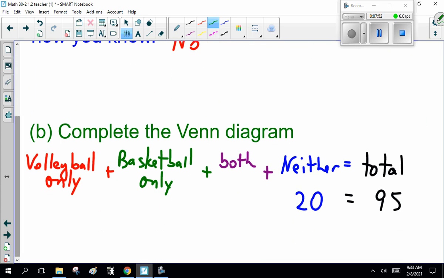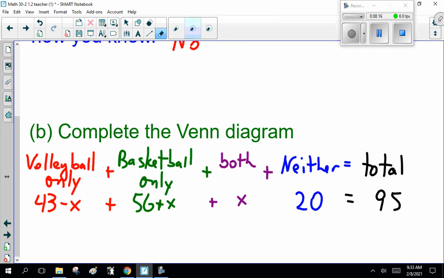So, volleyball only is 43 minus X. Basketball only is 56 minus X, and both is plus X. Now, I'm short of space here, but let me see. 43 plus 56 minus, oh, sorry. That's 56 minus X. My apologies, ladies and gentlemen. 43 minus X, 56 minus X plus X, so that is, oh dear, how many is that? That's minus X.